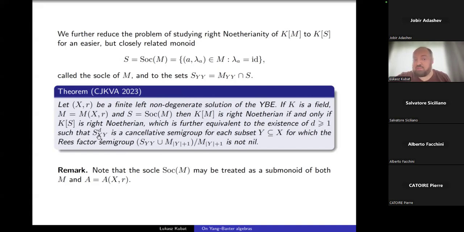which is also equivalent to the following: considering for each subset Y of X the set S_YY, which is a subsemigroup of S, its d-th power should be a cancellative semigroup. So again, the conditions to check right Noetherianity at the level of the algebra are reduced to checking some finitely many conditions at the level of semigroups.